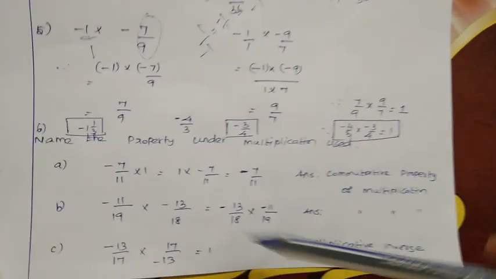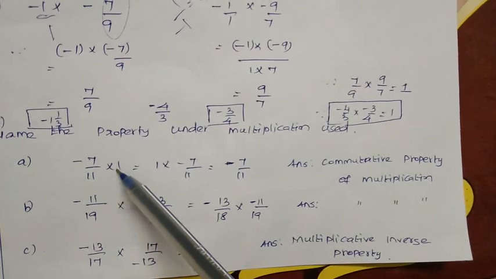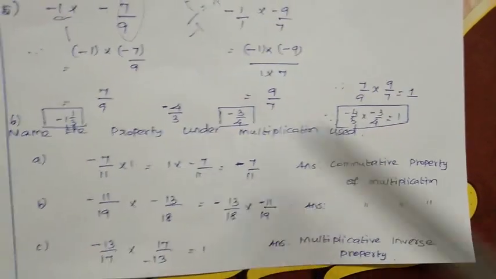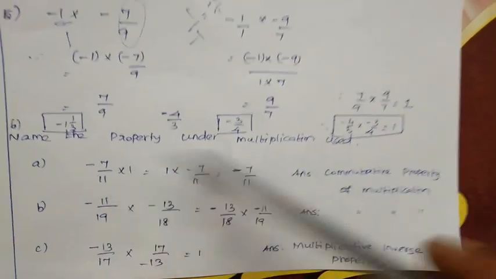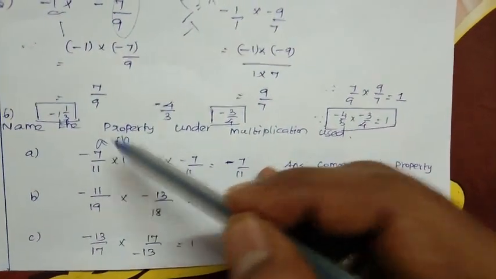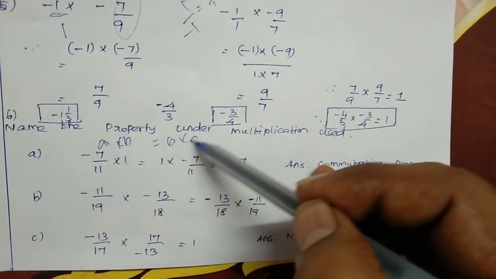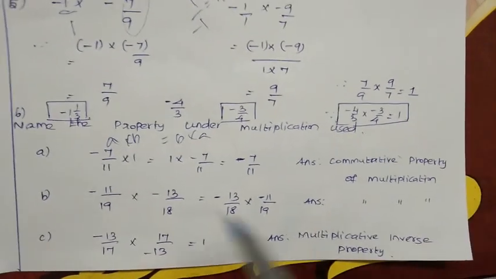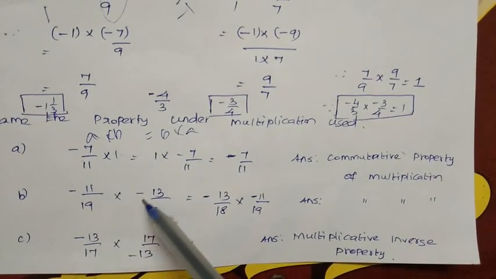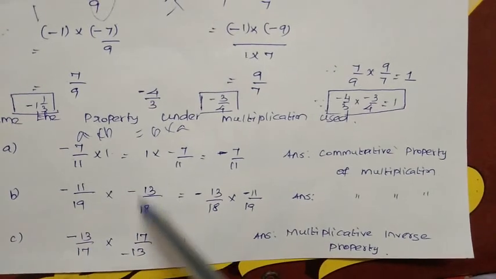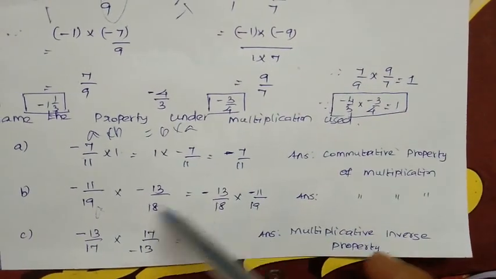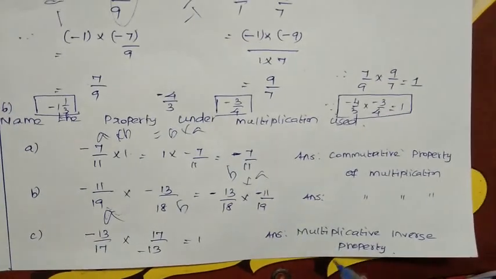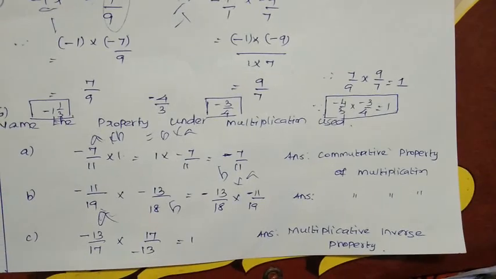Now name the property under multiplication used. Minus 7 by 11 into 1 by 7 is changed as 1 by 7 into minus 7 by 11. That is A into B equals B into A, so it is called the commutative property of multiplication. Similarly, minus 11 by 19 into minus 13 by 18: here minus 11 by 19 is A, minus 13 by 18 is B, and that is B into A. The same answer, commutative property of multiplication.